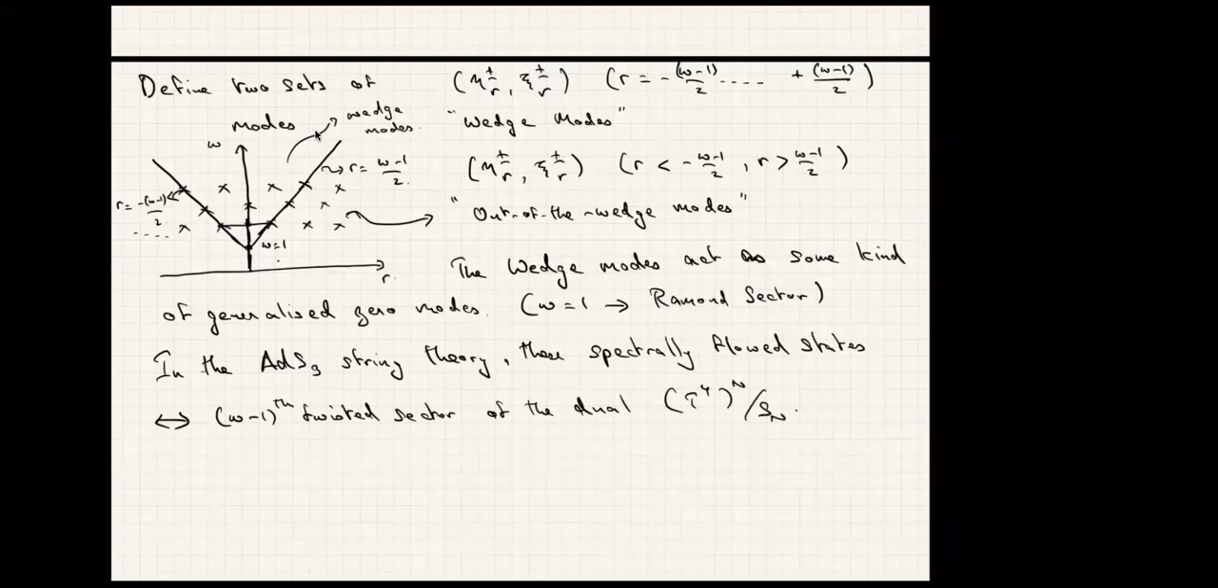So in the symmetric orbifold, in the large N limit, the twisted sector states of the orbifold are labeled by the length of the cycle, and the Wth spectrally flowed sector of the string theory corresponds to the W-1th twisted sector of the dual orbifold CFT, where W equals 1 corresponds to the Ramond vacuum, which is the untwisted sector, and W equals 2 corresponds to the untwisted sector, W equals 3 corresponds to the Z2 twisted sector, and so on.